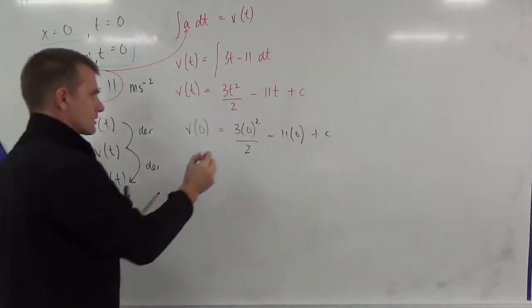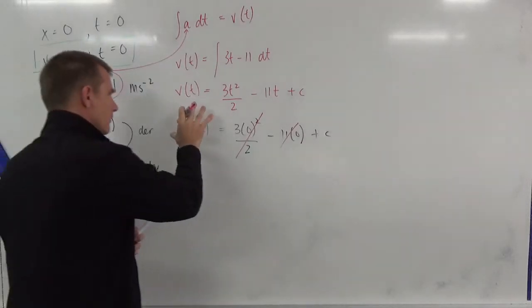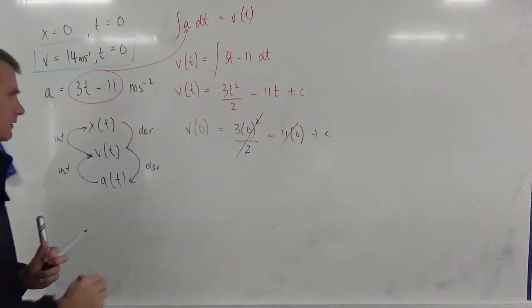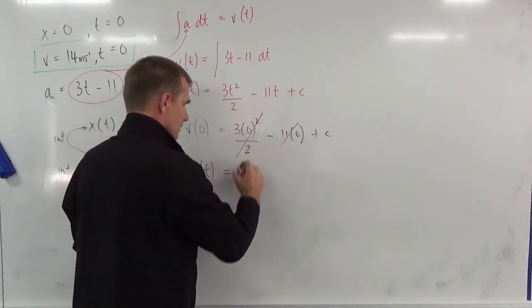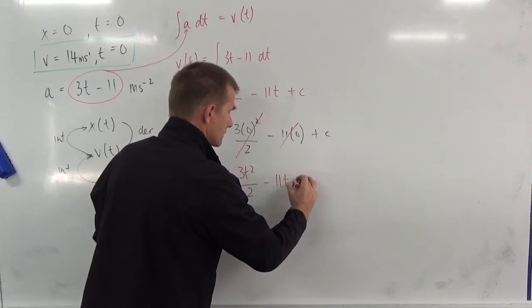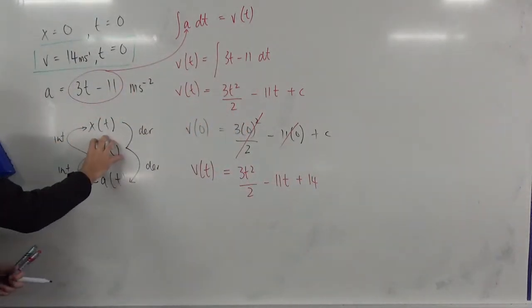So hopefully you see that that cancels out. So whatever the velocity at time 0, well, that's just equal to c. So therefore, let me write it in a full format. V of t equals 3t squared over 2 minus 11t plus 14. So now I'm here.